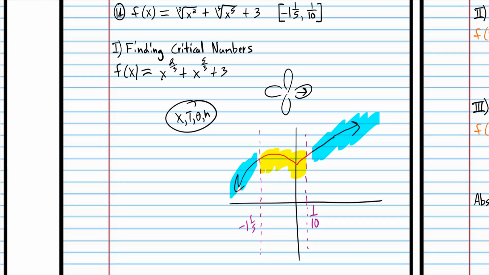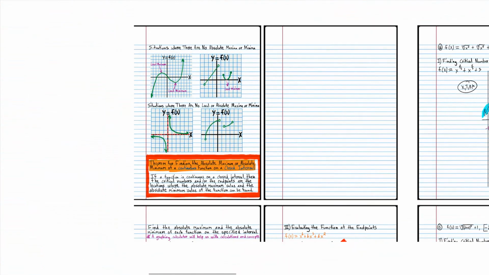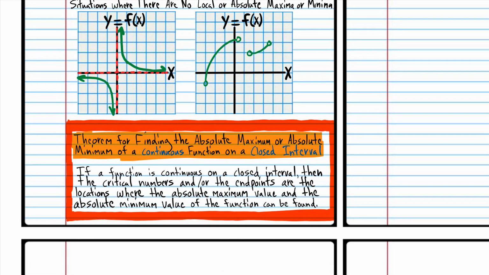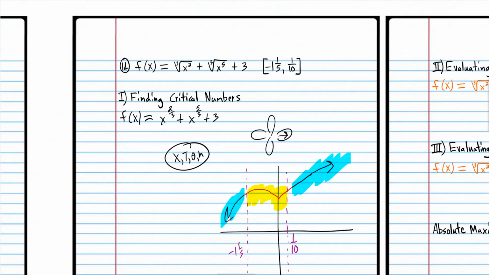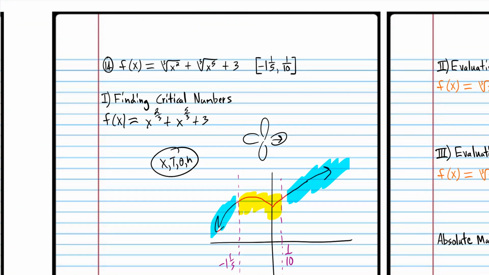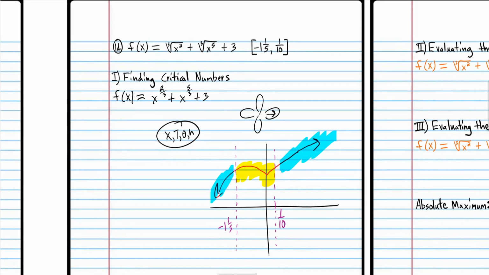So what this theorem over here tells us is that if we have a continuous function on a closed interval, brackets being closed, and this is continuous because we have cube roots, so there's no x value that you can plug in there that's going to make the function undefined. I know that's not exactly obvious that that's a continuous function, but I'm only going to give you continuous functions in this class today for these particular problems.